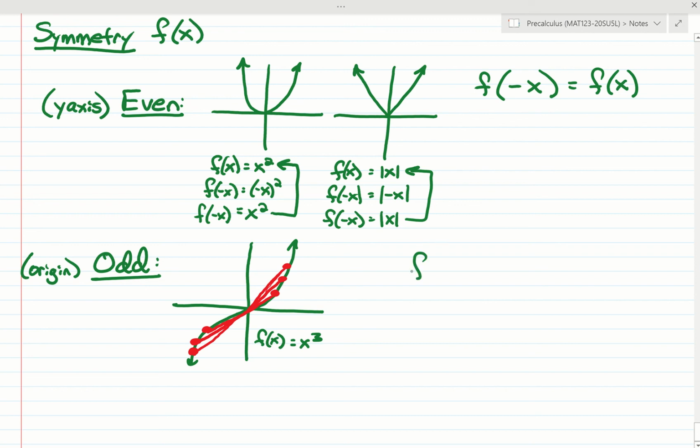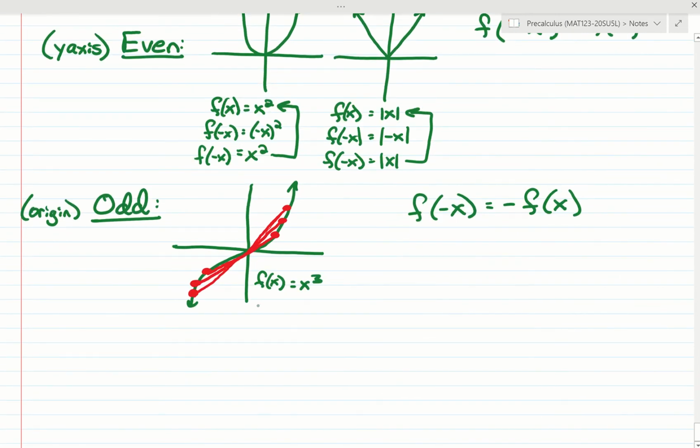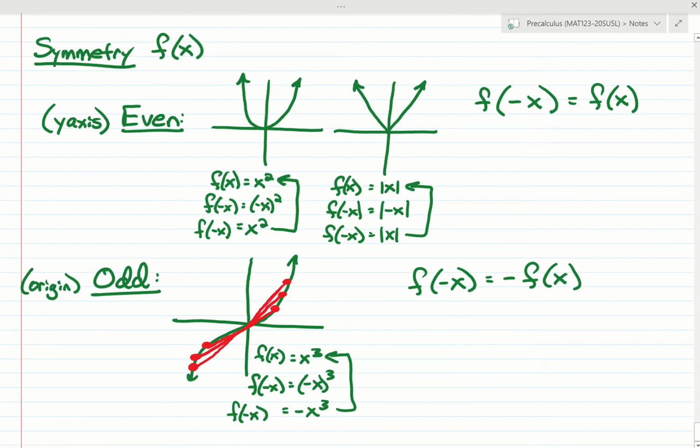A function is odd if you plug in the opposite of x and you actually get the opposite of f of x. And sometimes it might require factoring, but it's not hard math, so watch. If we plug in f of negative x, what's negative x times negative x times negative x? It's negative x to the third. And if you notice, that's exactly the opposite of f of x, right? So that's what it means for a function to be odd.